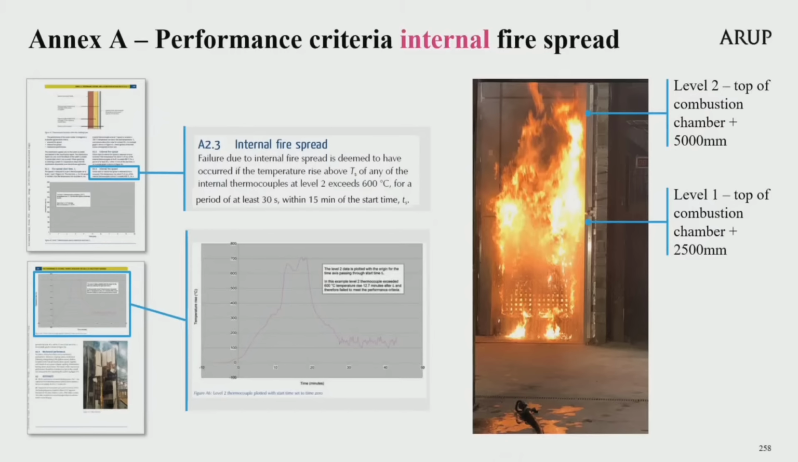Next, failure due to internal fire spread is deemed to have occurred if the temperature rise above TS of any of the internal thermocouples at level 2 exceeds 600 degrees C for a period of at least 30 seconds within 15 minutes of the start time. An example graph taken from BR 135 is shown at figure A6 on the screen now. Please note the clear peak occurring in this graph at 15 minutes after TS.